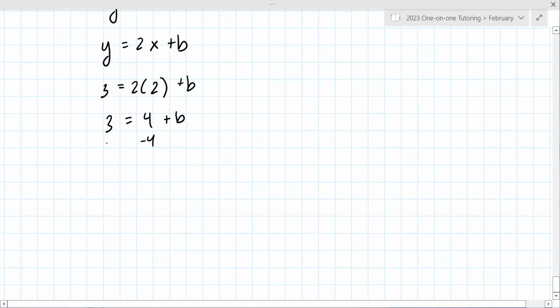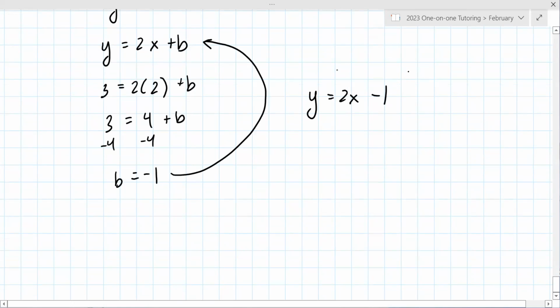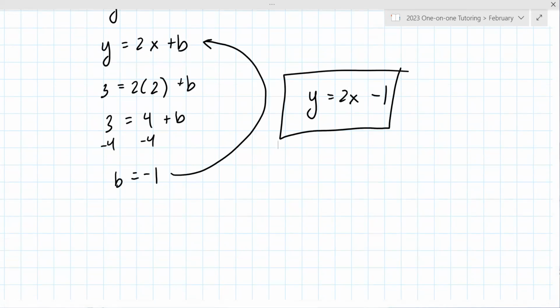So we subtract 4 from both sides and get b equals minus 1. That goes back into this line. Your final equation has to have an x and a y in it. All right, so that's number 10. So we need to do 12 and 18.